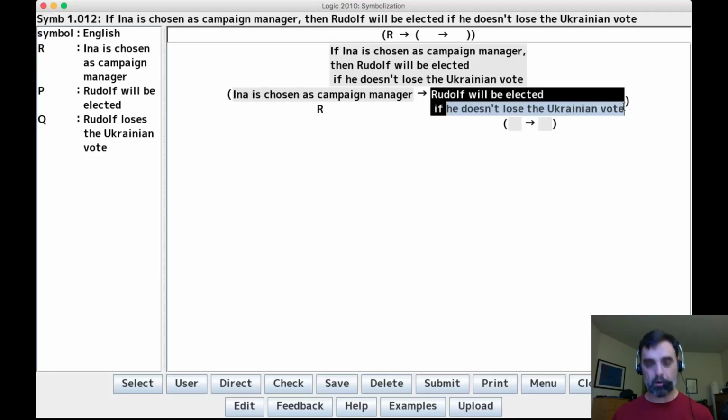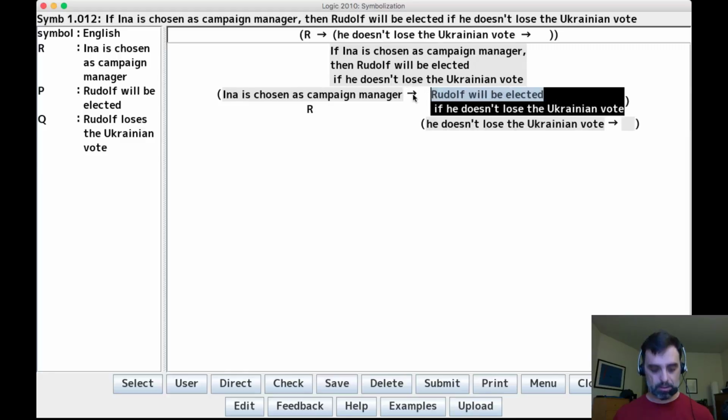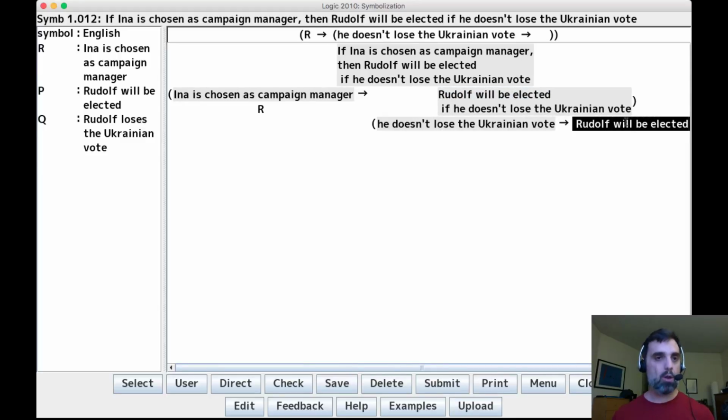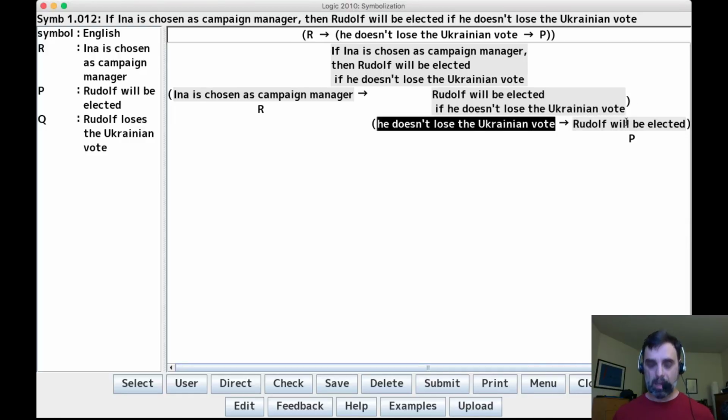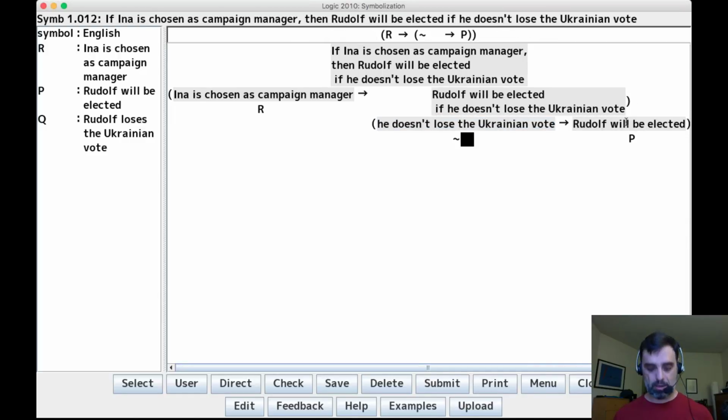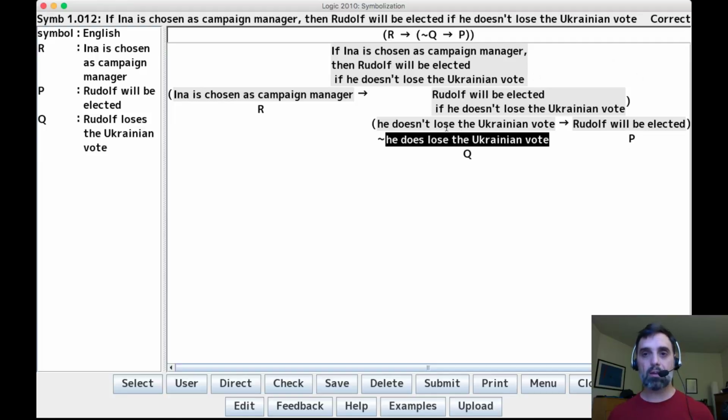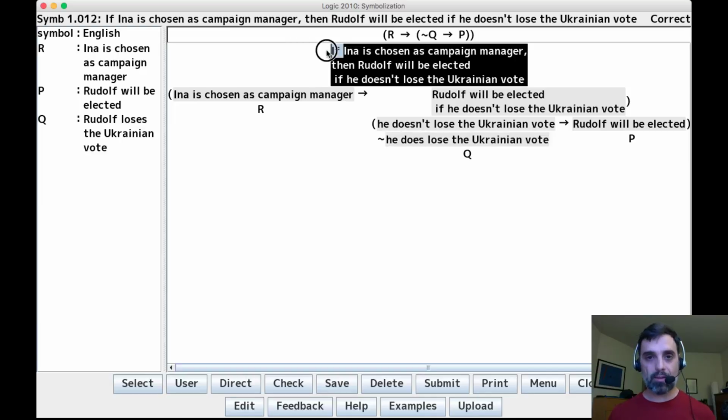The if has been turned into the arrow. The if flags the antecedent, so he doesn't lose the Ukrainian vote goes in the antecedent. And Rudolph will be elected goes in the consequent. Rudolph will be elected is atomic P. He doesn't lose the Ukrainian vote is a negation of he does lose the Ukrainian vote, and that is Q. So if we check that, we see that that's correct. So the main thing here is seeing that both of these ifs could pass the removal test for the main sentence, but we decide that this one is the main connective because it makes a sentence break at the comma. And then here, this is just another if-then sentence. So we can save that.